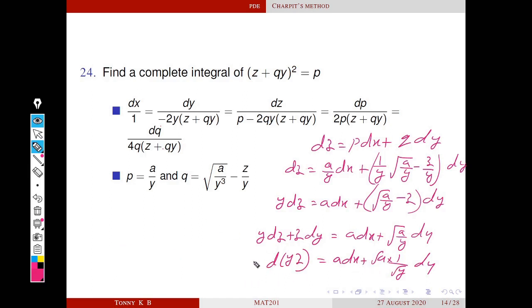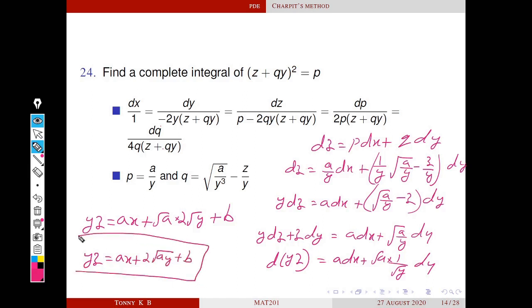Okay, here we integrate with respect to yz. So the left side becomes yz. This is a, a is a constant, integration with respect to x. So this is ax, and square root of a is a constant. The integral of 1 by square root of y is 2 times square root of y, plus a constant of integration b. So the complete integral is yz is equal to, so this is a complete integral for this PDE, because this involves two arbitrary constants. Zy is equal to ax plus 2 times square root of ay plus b.